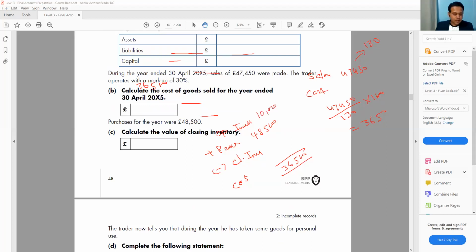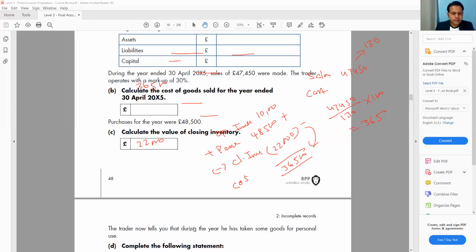Can we find our closing inventory from here? So how do we get it? So it is 22,000. Well done, 22,000. If you minus, this should be this amount. So this plus this minus this, it should give you 36,500. All right. So our closing inventory value is 22,000. Okay. So let's move on to the next question.